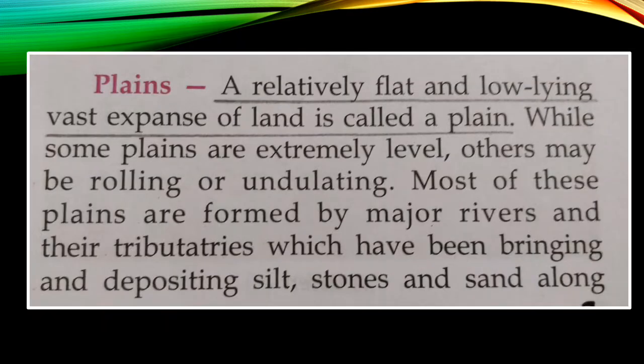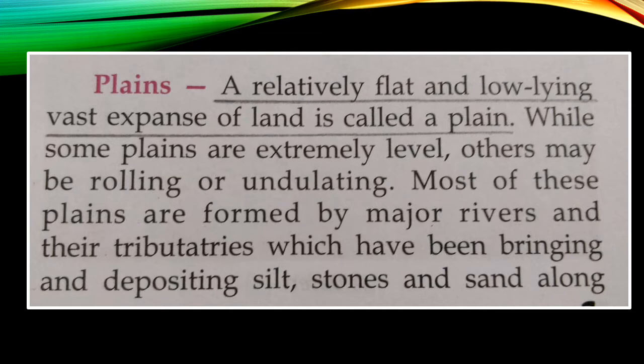The third landform you'll learn about is plains. A relatively flat and low lying vast expanse of land is called a plain. A very vast area of land which is flat and low lying, not very high, is called plains. While some plains are extremely level, others may be rolling or undulating. They may not be very plain everywhere, somewhere they may be a little uneven.